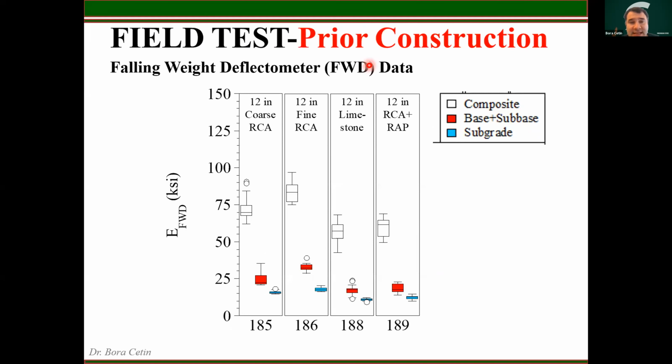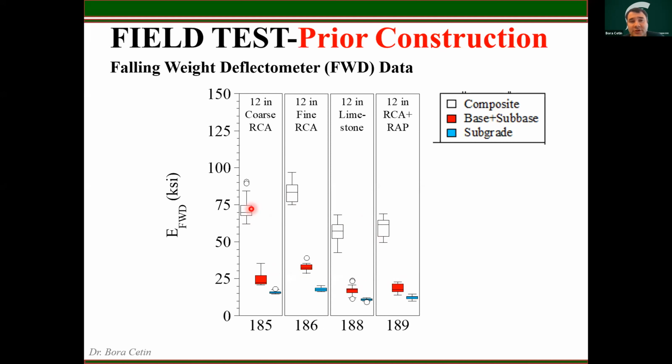And as you can see, even after paving, the coarse RCA and fine RCA test sections perform better when paved than the limestone and RCA rep. But once paved, the base and sub-base layers' performance becomes about equal to the limestone performance before applying a traffic load. So this was an interesting indicator that sometimes with these mixtures, you may want to focus on the composite analysis.